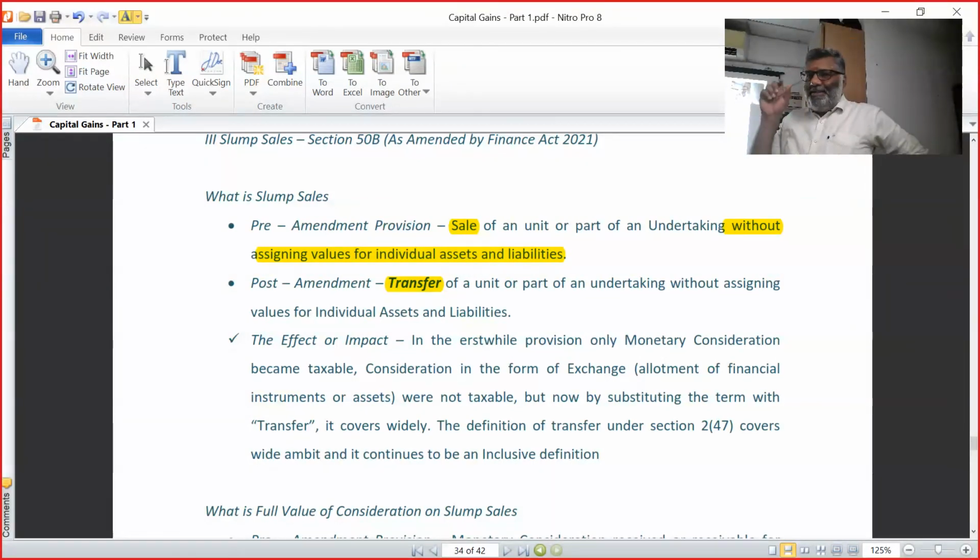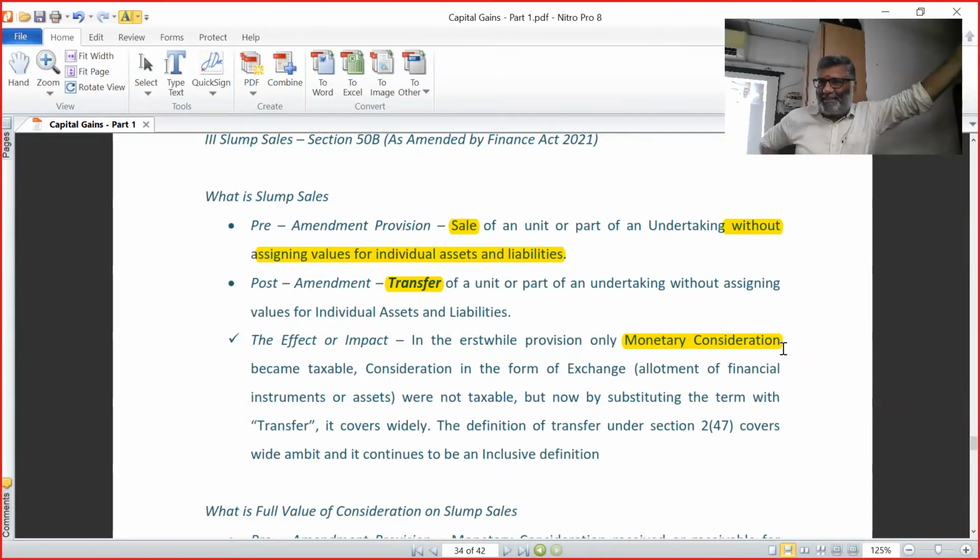Okay. So there, the problem was like this. Only monetary consideration was taken in the erstwhile provision before amendment. After amendment, the law said we will notify. What is the advantage? I gave it to a subordinate legislation. Now I don't want Parliament to come and say. So the subordinate CBDT, in May 21, issued the circular.